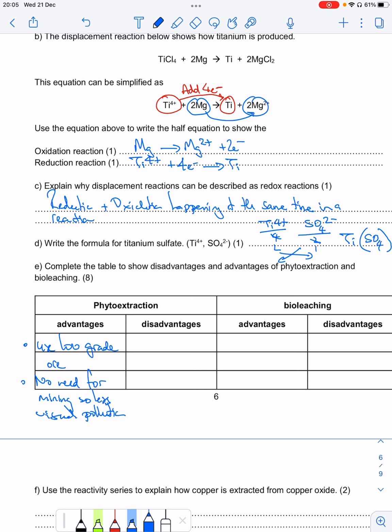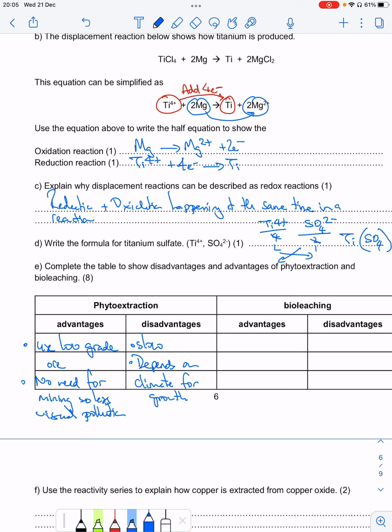Okay. Disadvantages of phytoextraction: well, it's very slow. We've got to wait for plants to grow. And the other issue is it depends on climate for growth. If you have nice conditions, the plants will grow. If there's a change in the weather, you could lose the crop and therefore you don't get the metals coming out of the ground.